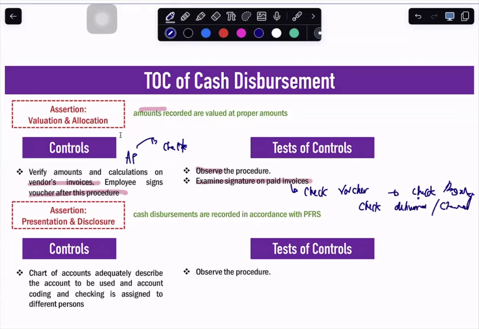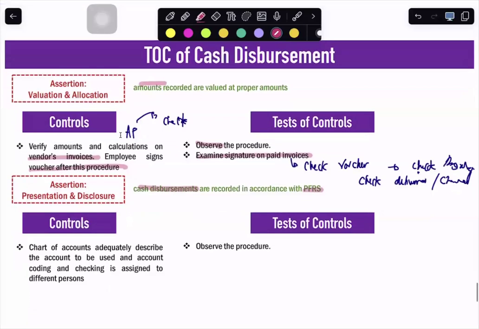Next assertion, presentation and disclosure. That cash disbursements are recorded in accordance with PFRS. So what are the controls in place? Again, you look into the chart of accounts, and whether there is someone who checks the coding and the different numbering on your chart of accounts. So how do we test that control?